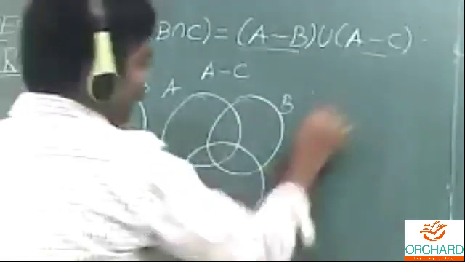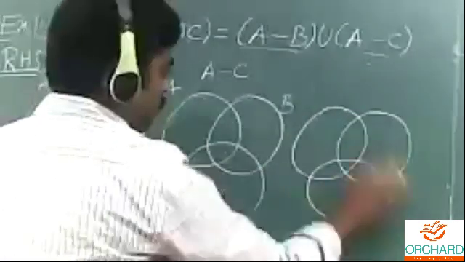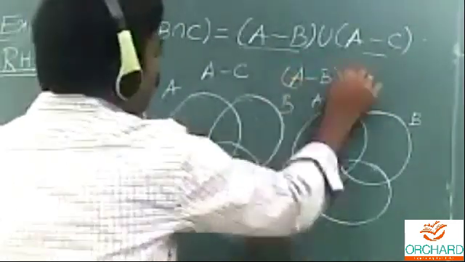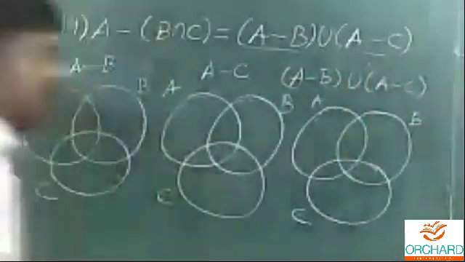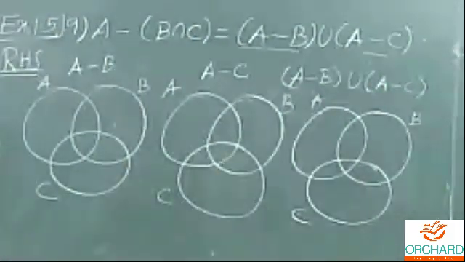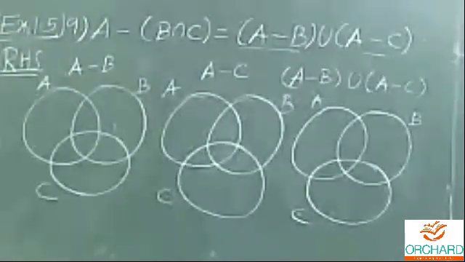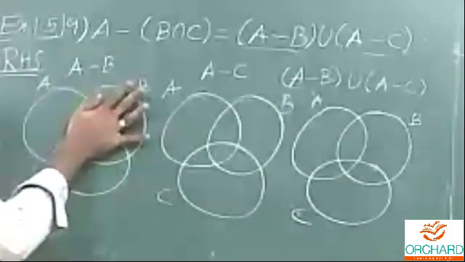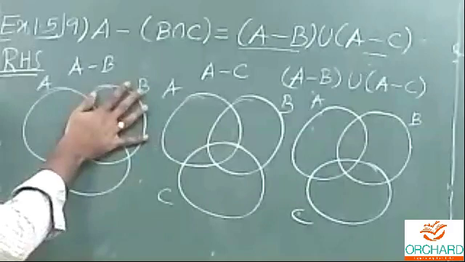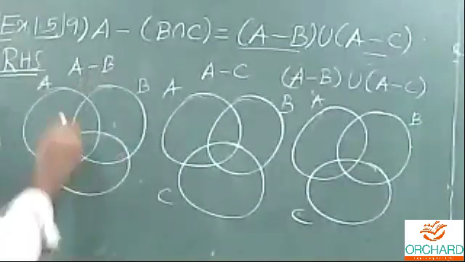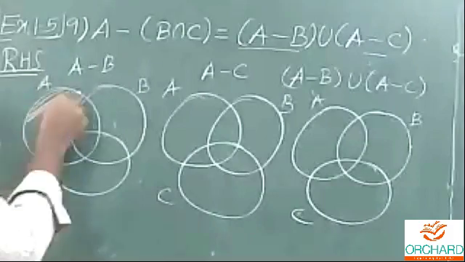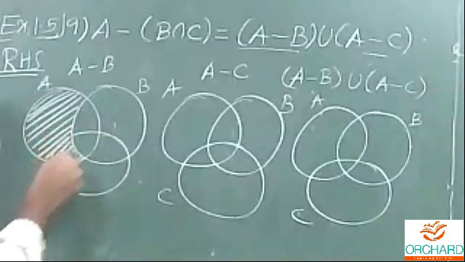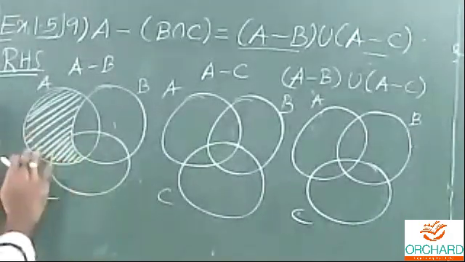For the third diagram, A, B, C: A difference B union A difference C. Okay, we already know what is meant by A difference B. A difference B means to remove the set B from A. Just fully hide set B and shade the remaining portion. Okay, this is your A difference B.